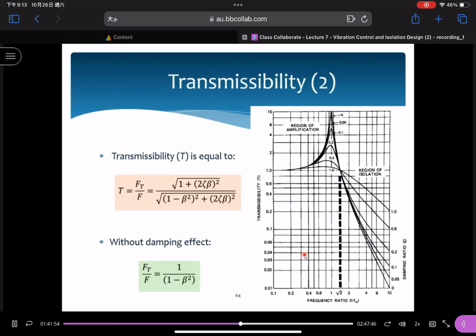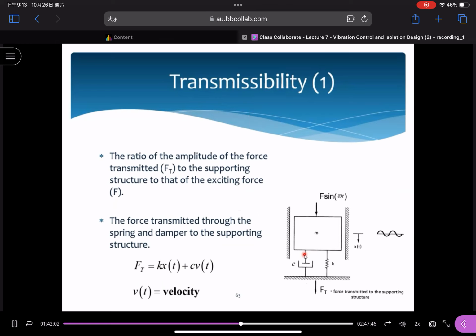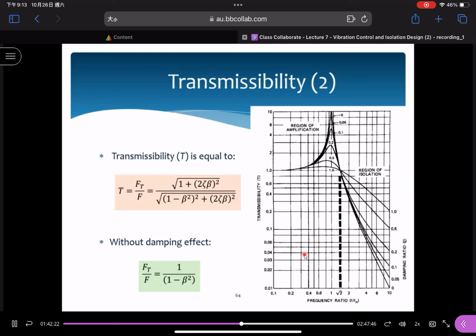How do we calculate the transmissibility? This is the ratio between Ft and F. What is Ft? Ft is the amount of force that can be transmitted through the connected structure. And how about F? F is the original external force. So we compare these two parameters, and we find that the ratio can be expressed in this equation.